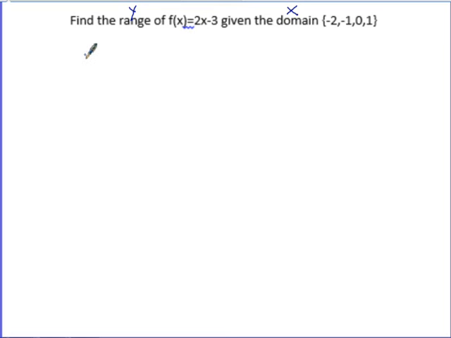So for the first one, f of x equals 2x minus 3, and I'm going to substitute in -2. So 2 times -2 minus 3. What I'm doing here is finding f of -2. I'm finding the value of the function, or the range of the function, at -2. 2 times -2 would be -4. -4 minus 3 would be -7.